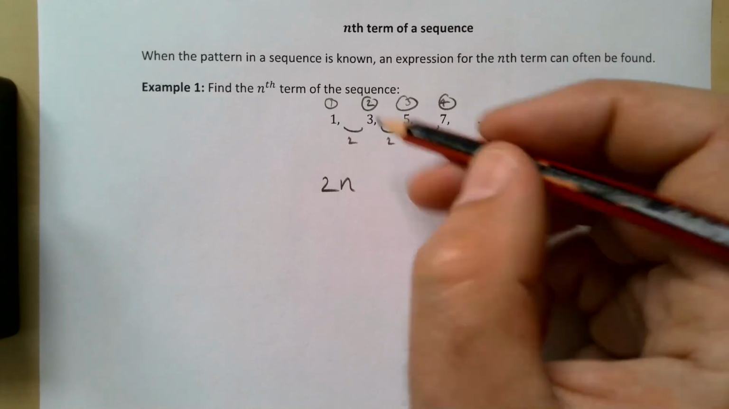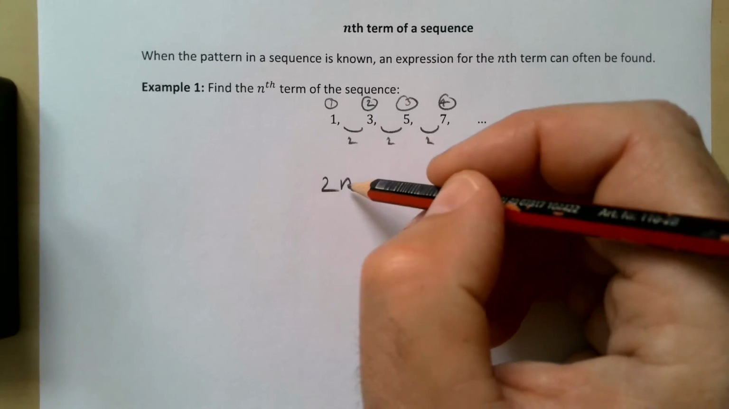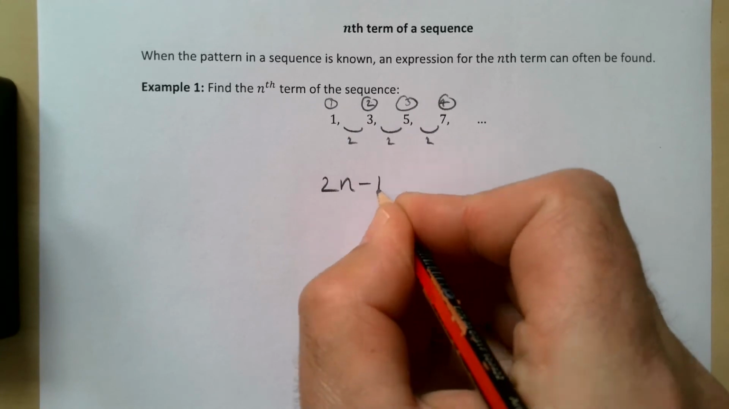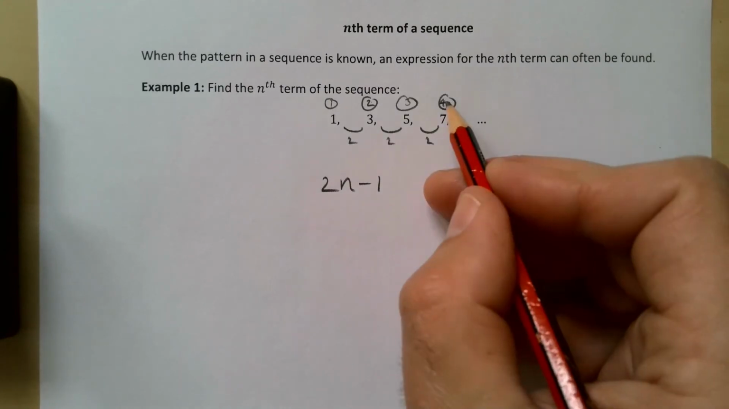So I check it out for the first one. I put the number 1 into this formula here. 2 times 1 gives me 2, but I want 1. So I take away 1. So 2n minus 1 should work. Let's check it works for some of the other numbers. Try it for number 4.